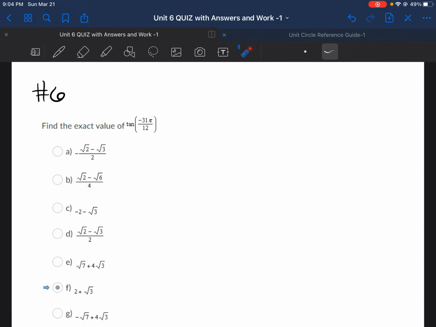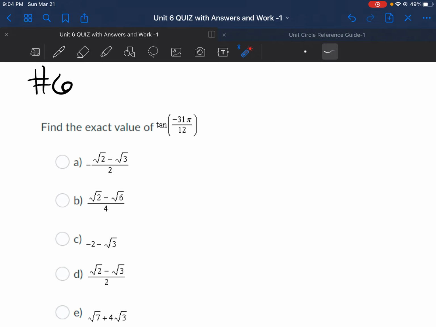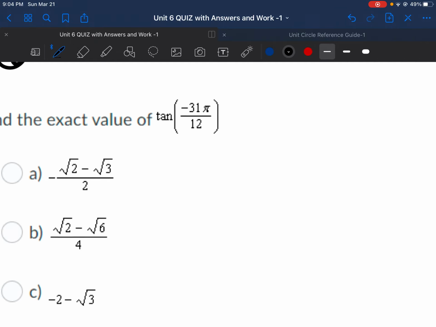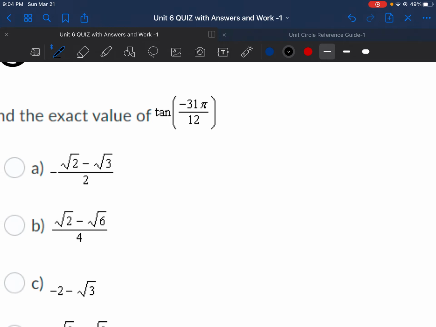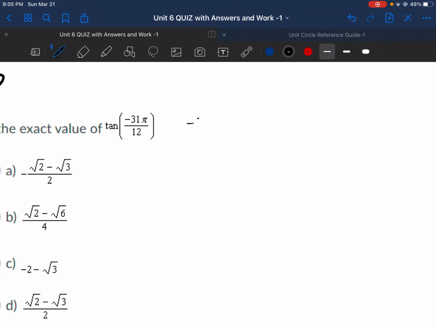Then the other half of the quiz is more calculating on your own. So number 6 here, find the exact value of tangent of negative 31 pi over 12. First things first, negative 31 pi over 12 is a pretty large negative angle. And what I'm going to do first is get negative 31 pi over 12 into a more reasonable angle, one that's going to be within 0 and 2 pi, or 0 and 360 degrees.